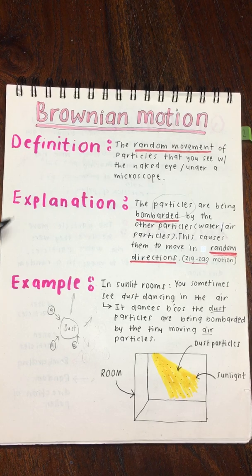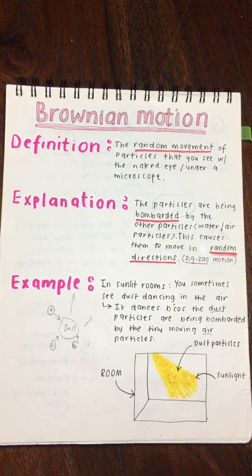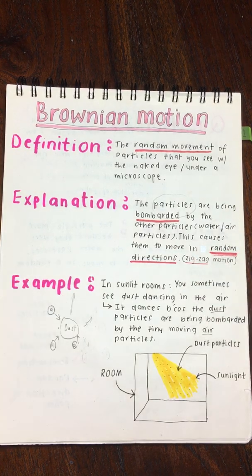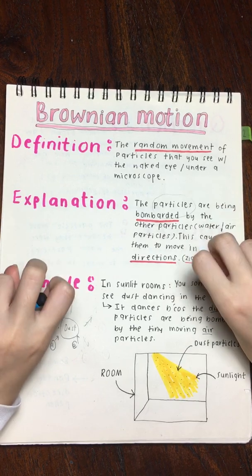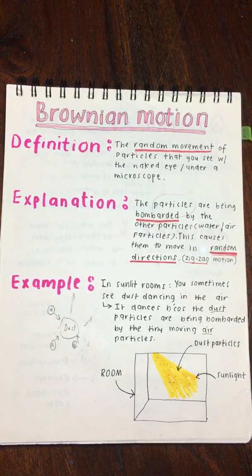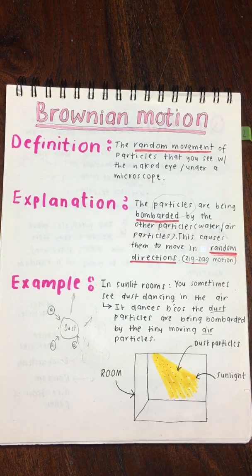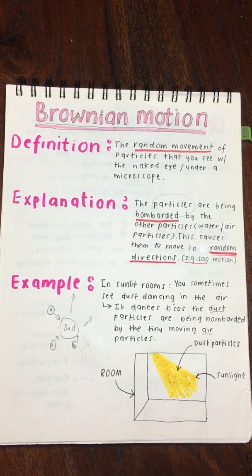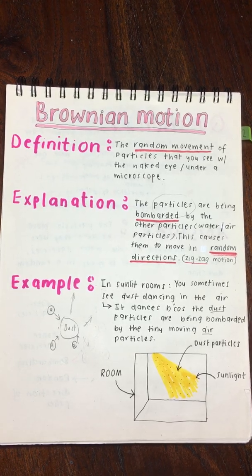An example of Brownian motion is in sunlit rooms. You often see dust dancing in the air. It dances because the dust particles, remember dust particles, are being bombarded by the tiny moving air particles. That means the air particles are hitting the dust particles.